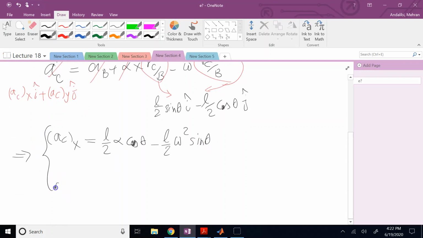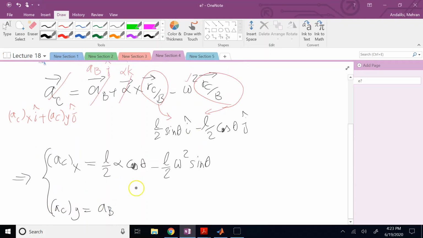And then you can show that ACY, the J component, is equal to AB, and then you have K cross I, which is J, so it is going to be positive L over 2 alpha sine theta, and then you want to get positive L over 2 omega squared cosine theta.